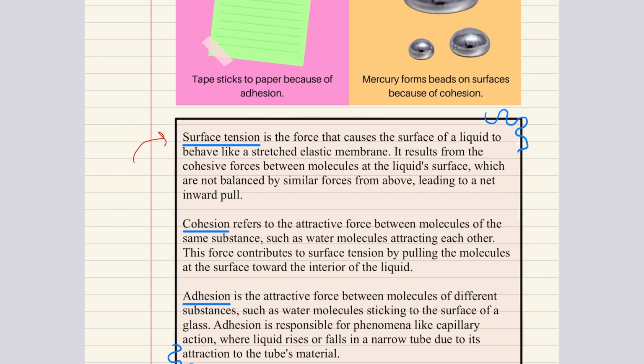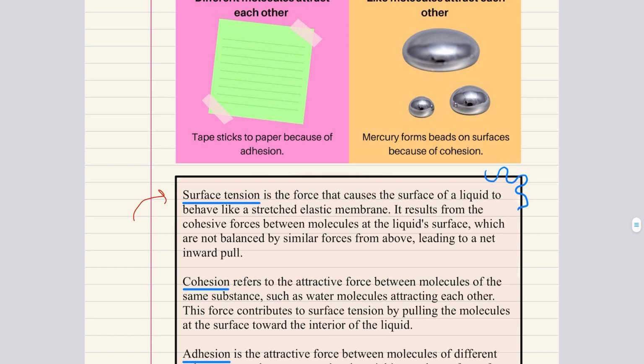Now, the strength of surface tension is directly related to the intermolecular forces within the liquid. So, for example, water has a high surface tension due to strong hydrogen bonding between its molecules, which is why small objects like a needle can sometimes float on its surface without sinking. Now we want to talk about capillary action. And in talking about capillary action, we're going to discuss cohesion, adhesion, and the meniscus effect.